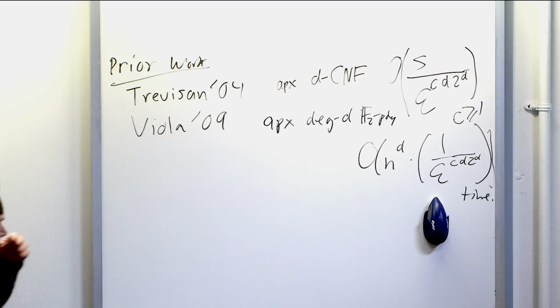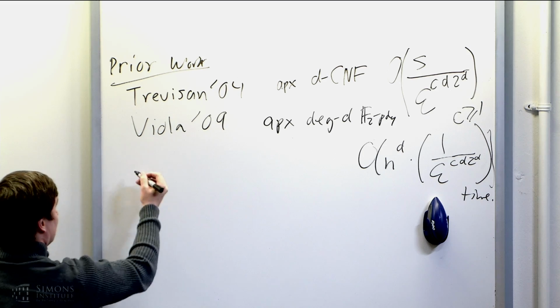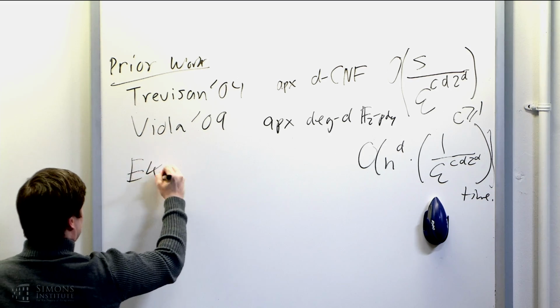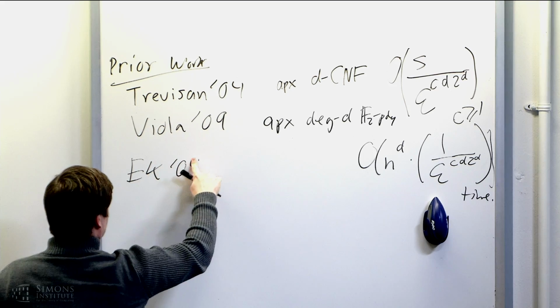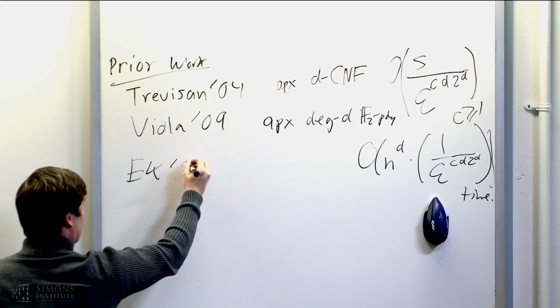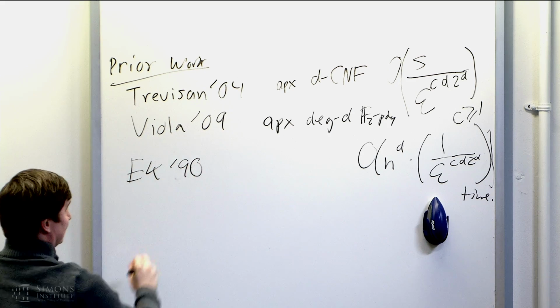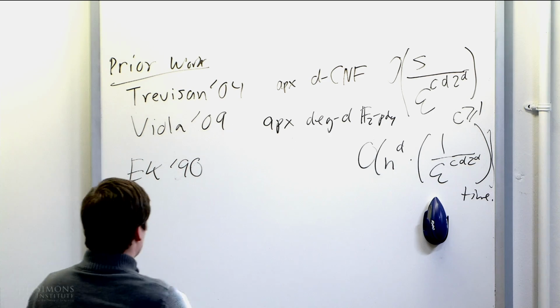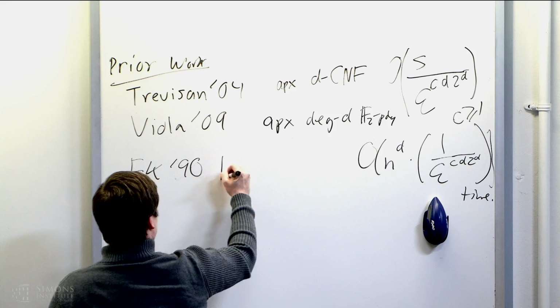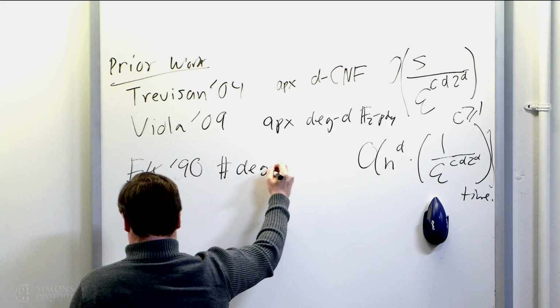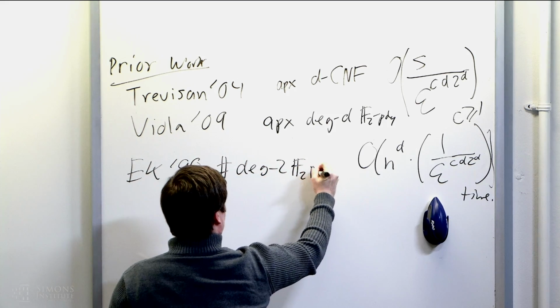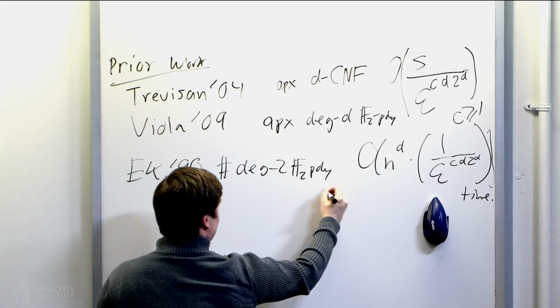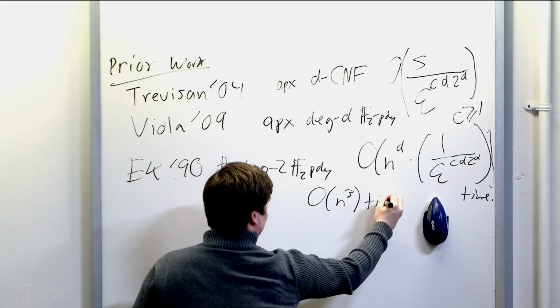So again, these dependencies are not so great. One thing I want to mention, which will be useful for us, is that, this is from Aaron Kropinski from 1990, that if you wanted to exactly count the number of solutions to a single polynomial of degree 2, then you can actually do that. So for a degree 2 F2 polynomial, if you want to count exactly, you can do that in order n cubed time.